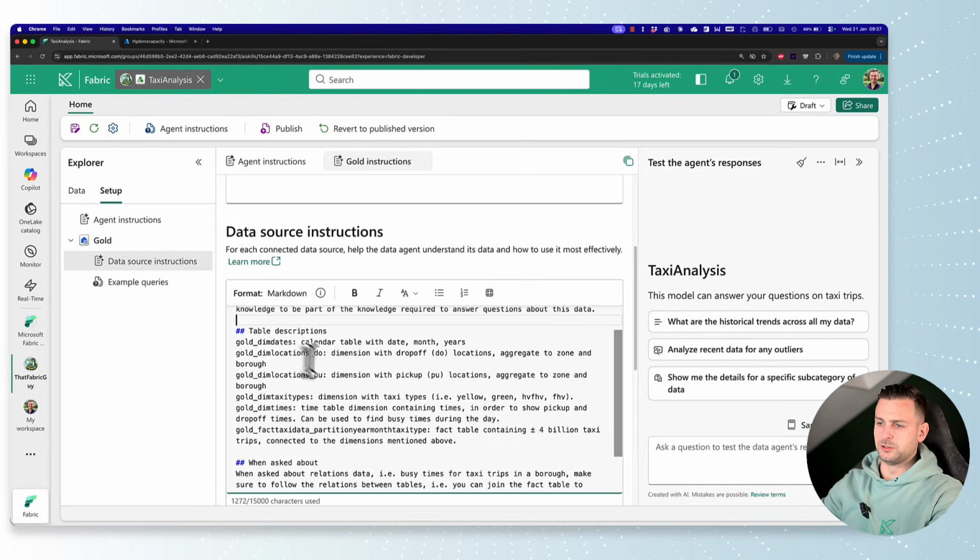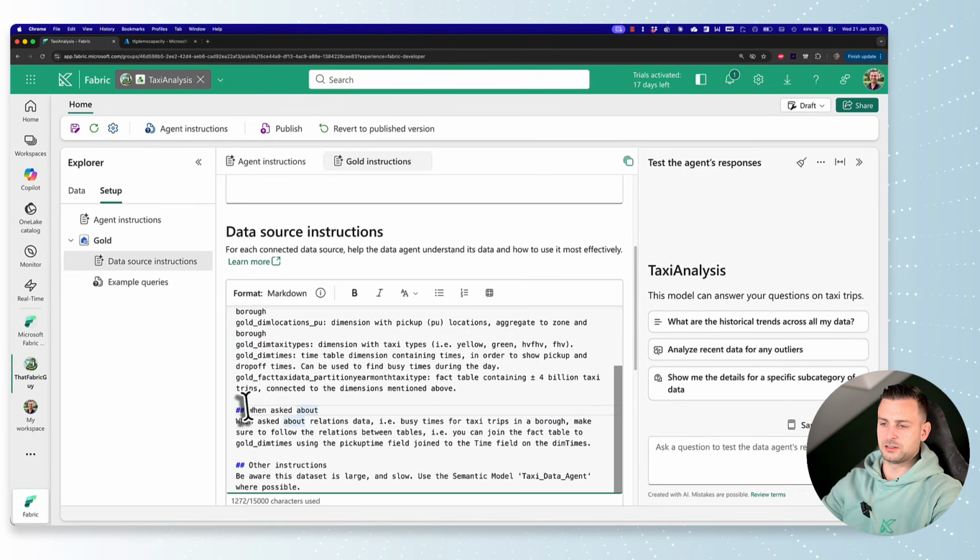I've also put in table descriptions. Why? The table descriptions that I have in my Lakehouse are quite technical. There's underscores, there's gold in there, there's abbreviations. So I have DO and PU for drop off and pick up. So I'm telling the model this is a dimension with drop off locations, with pick up locations, and that's aggregated to zone and borough. This is a paragraph that when I ask about relations data, for example, busy times for taxi trips in a borough, make sure to follow the relations between tables. So the model should understand that it can follow foreign key, primary key relationships in the tables.